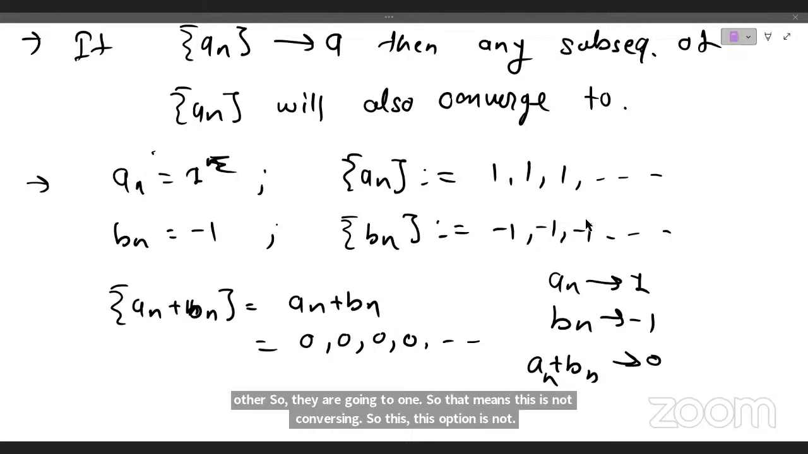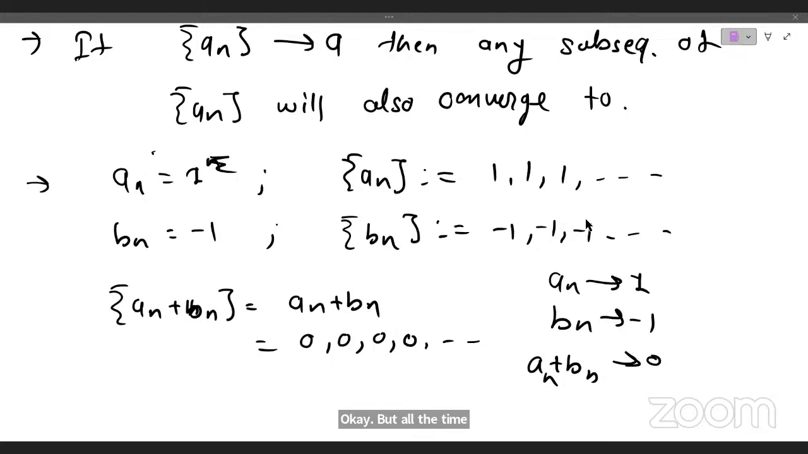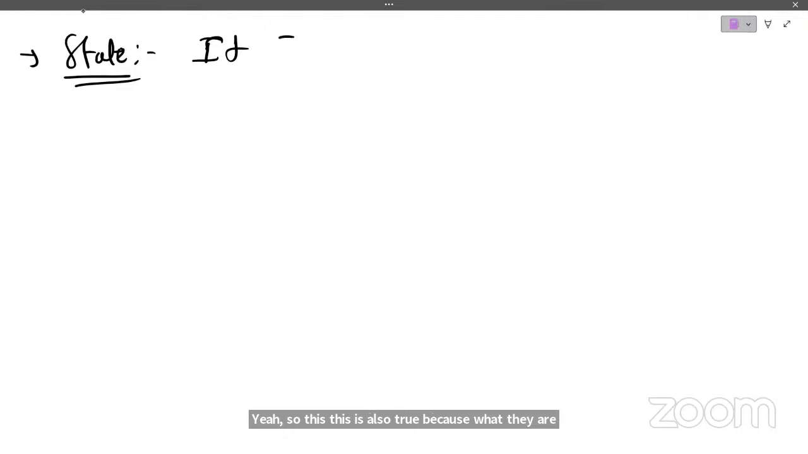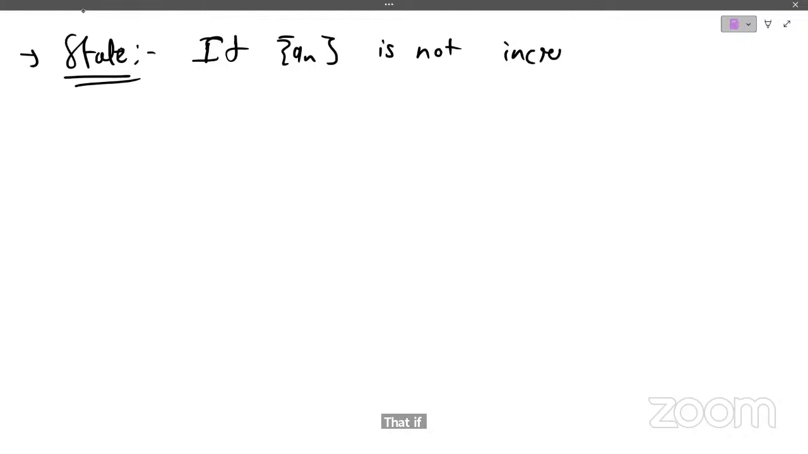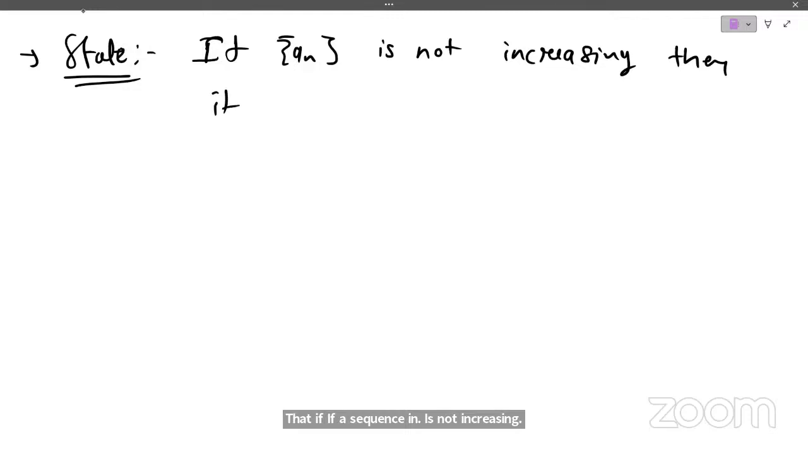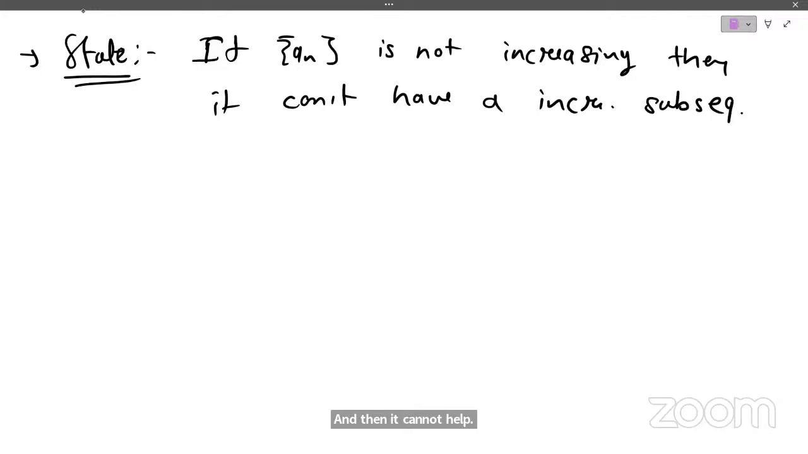But option 3, I have a doubt. Which says a sequence that is not increasing cannot have an increasing subsequence. Can you give an example? So this is also false, because what they are saying is that if a sequence an is not increasing, then it cannot have an increasing subsequence, right? This is false actually.